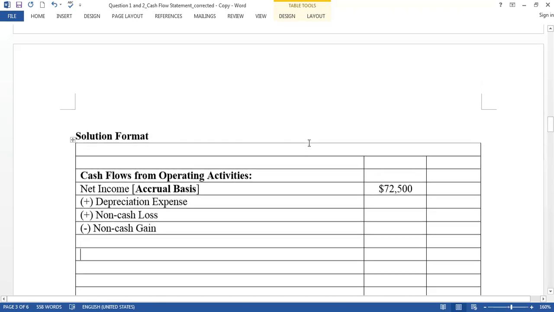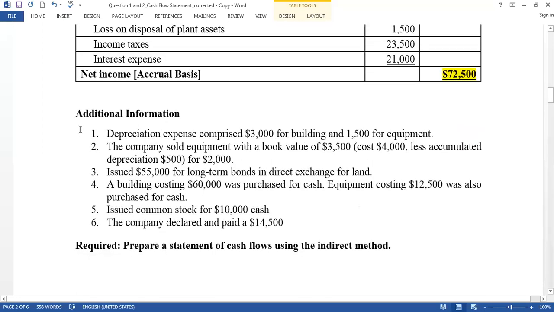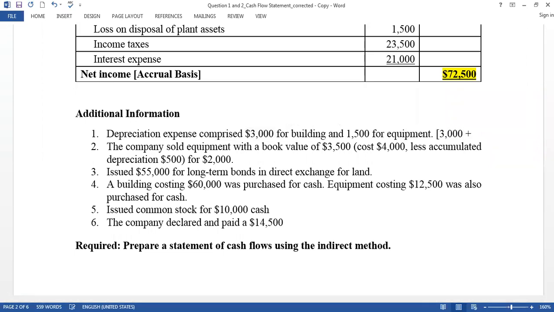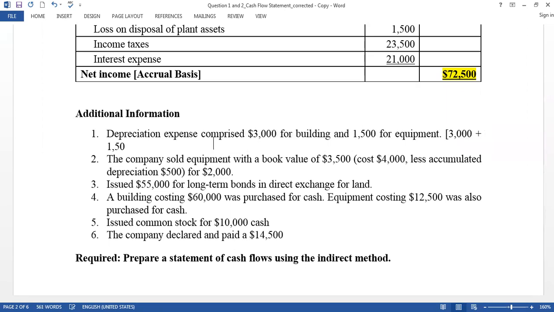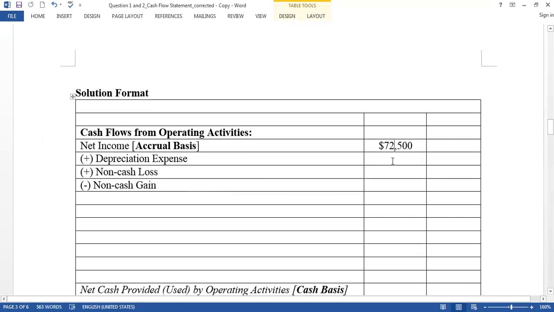Now we'll go back to the question. The question says that we have depreciation expense: $3,000 for building and $1,500 for equipment. So here 3,000 plus 1,500 equals 4,500. So our question says that we have depreciation expense and it is 4,500. So we have to add back this money.